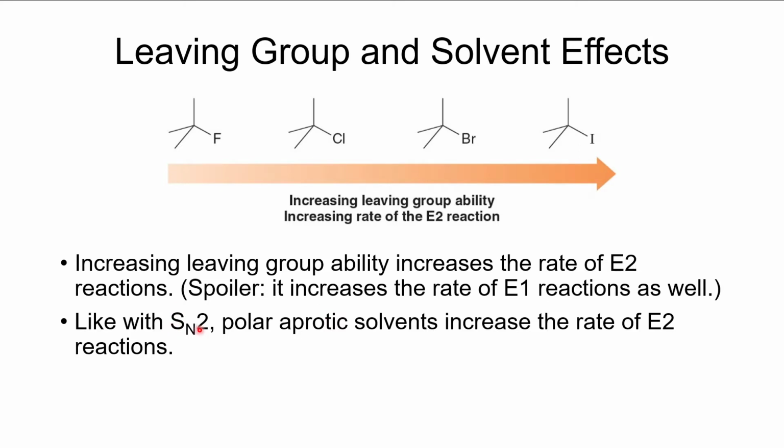Like with the SN2 reactions, we'll find that polar aprotic solvents will increase the rate of the E2 reactions. Polar protic solvents will more likely favor the E1 type mechanism.